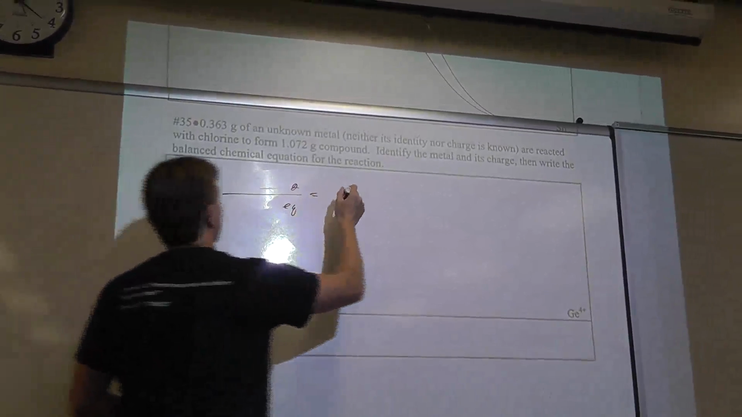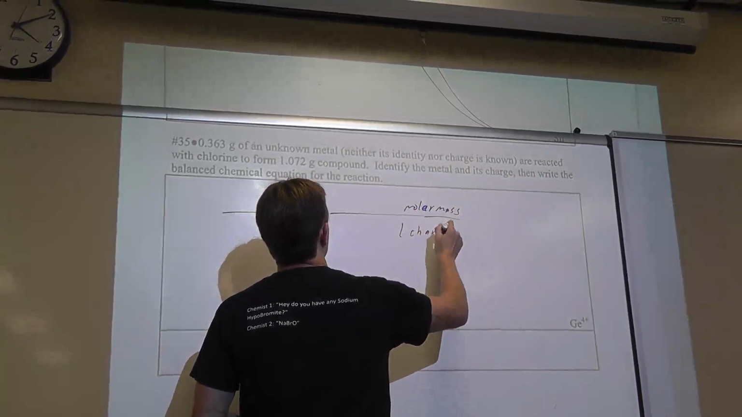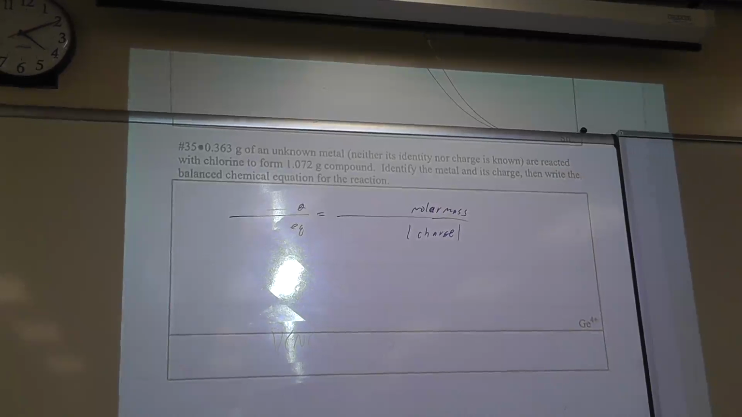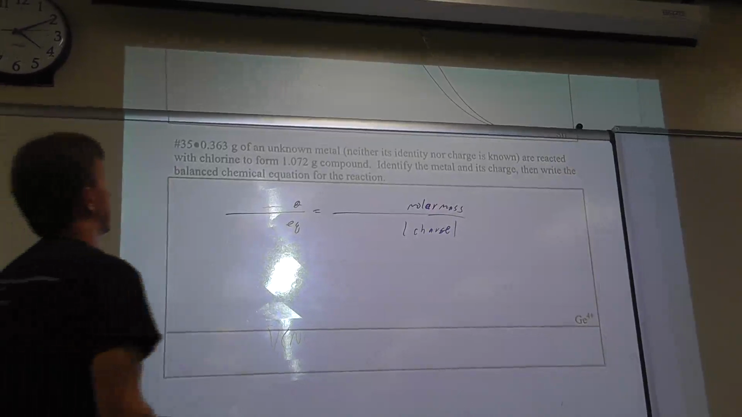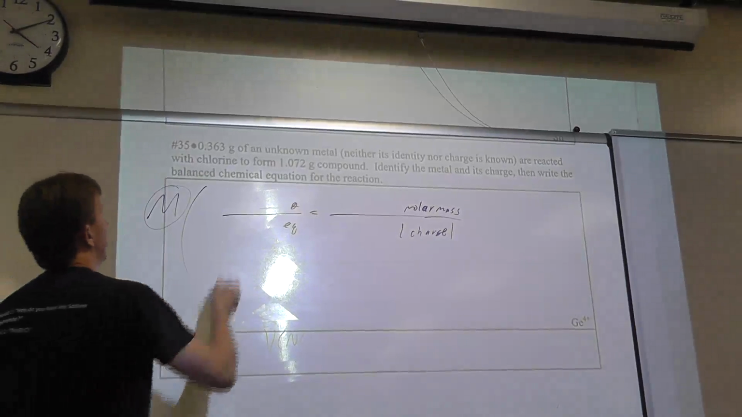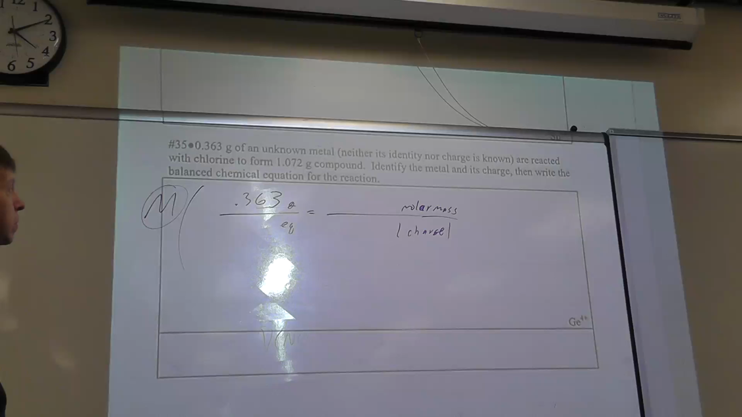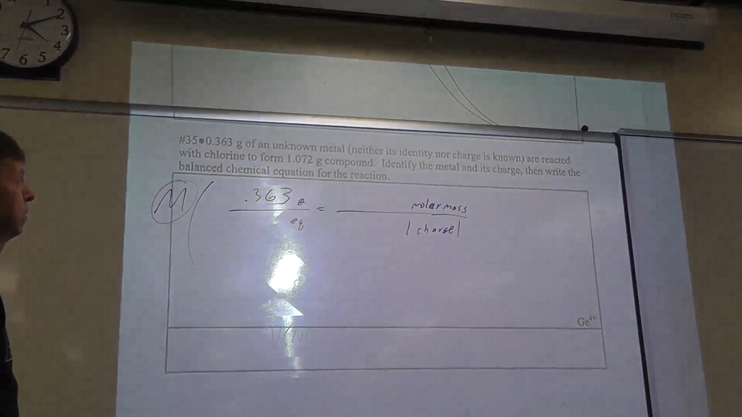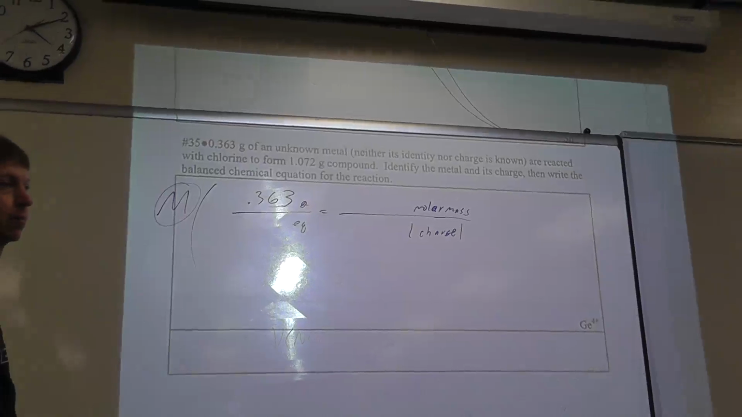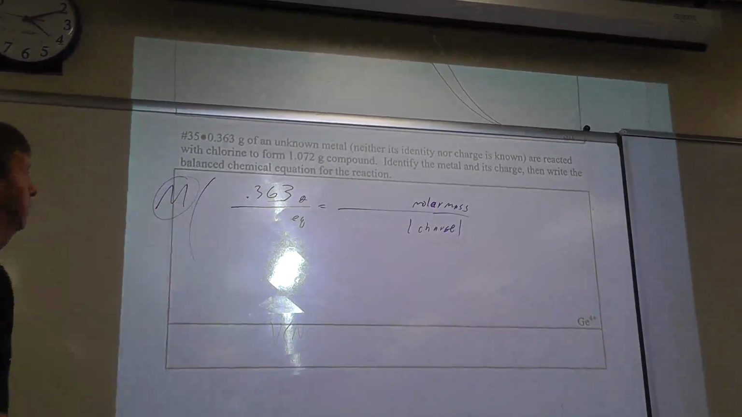Grams per equivalent. Molar mass, charge. Plugging in only information about this metal. We know the experimental number of grams, that's 0.363, correct? And we don't know who it is, so we don't know the molar mass. We also don't know the charge, and we don't know the equivalence, and we're kind of stuck. But not really stuck, because we can get this equivalence, correct? Based on the chlorine.